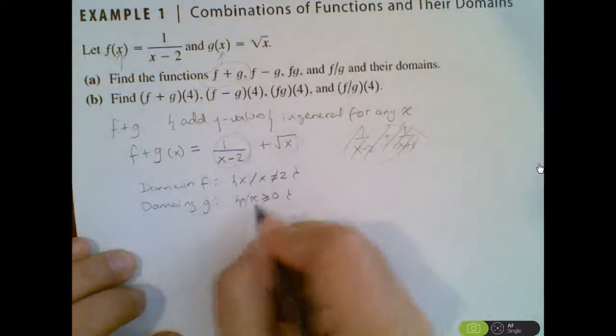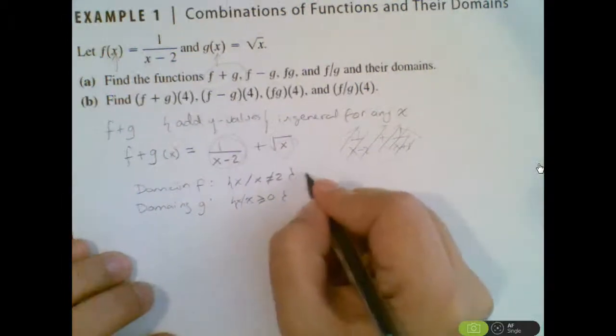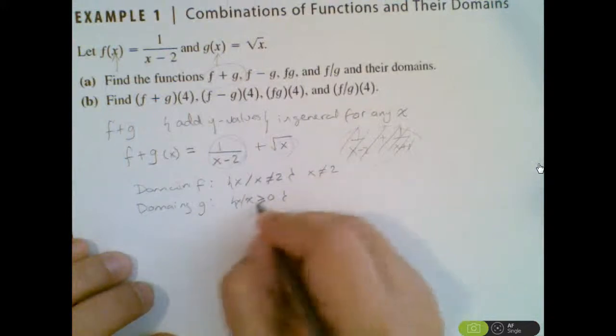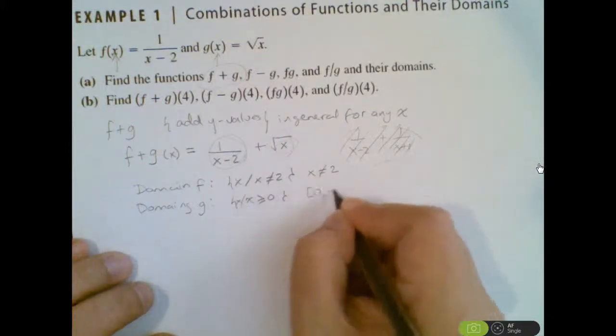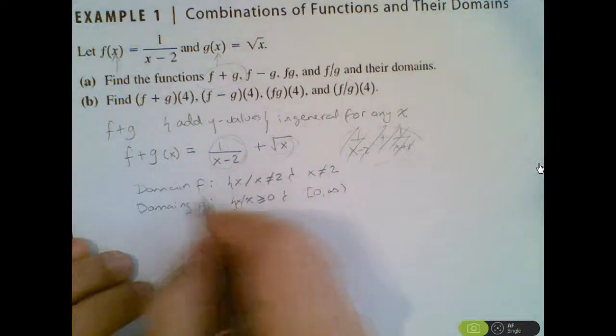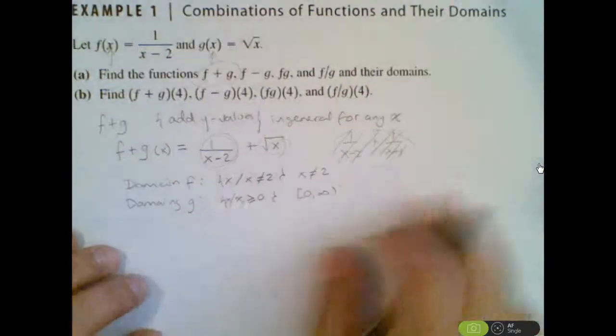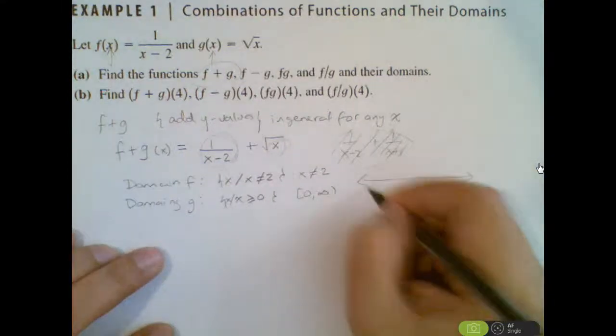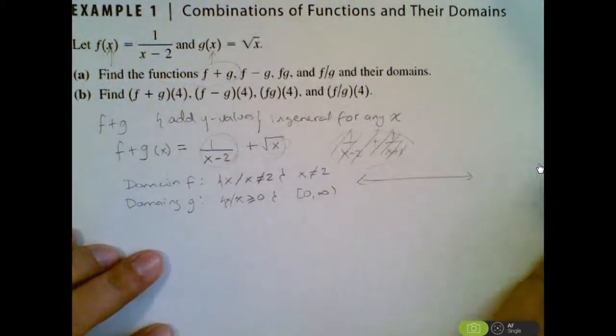All the x is such that x is positive or 0. Or you can write x different from 2, and you can write this as interval from 2 to infinity, from 0 to infinity. That will be okay too. Now, what is the intersection of these two? If this is something that you don't see in your head, it's okay. You can draw the number line on the side and see what the intersection is.